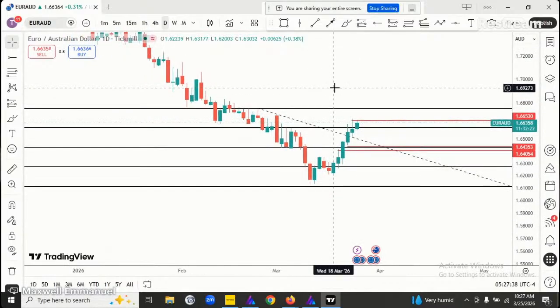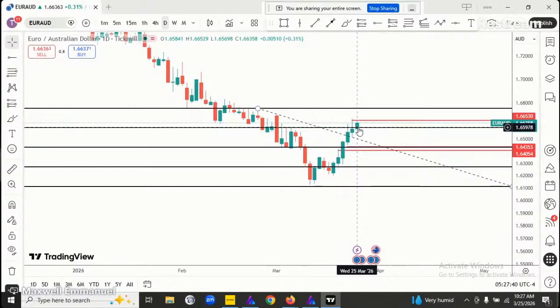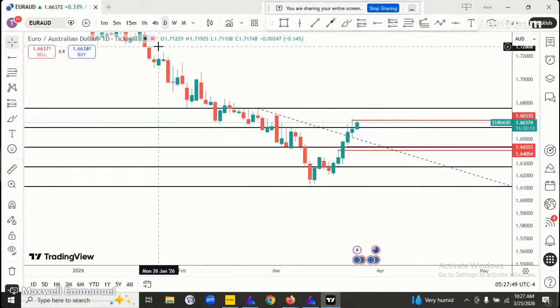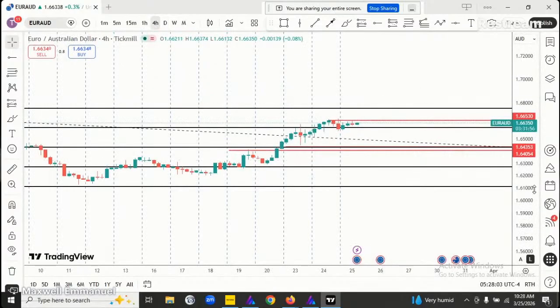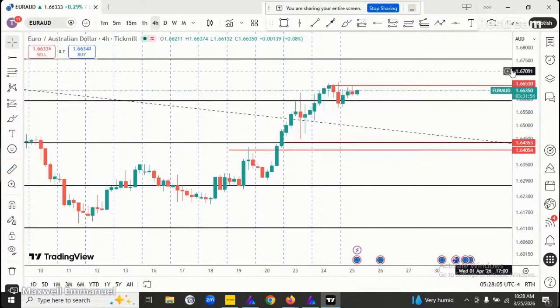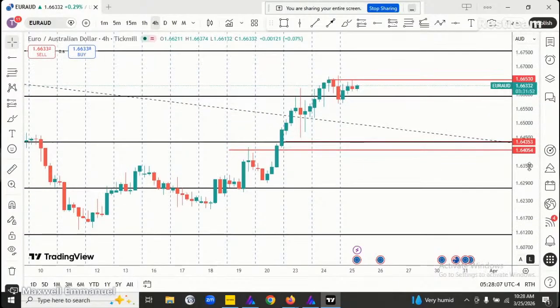Since yesterday's candle closed as a shooting star, if today's candle closes bearish, that will be a strong confirmation for sell. But if Euro Aussie breaks out from this high and closes above it, we could see more buys. But as it is, I think they just want to sweep liquidity. I think that's what is playing out on Euro Aussie right now.